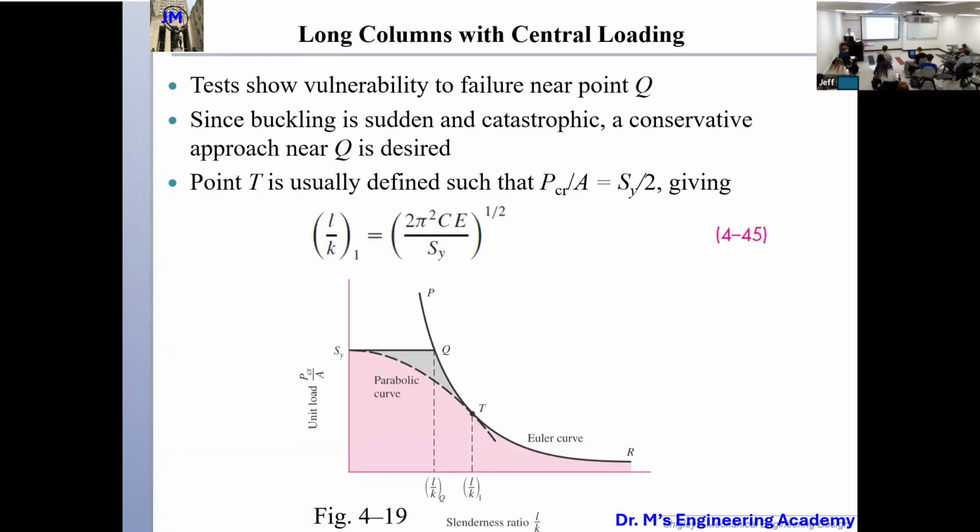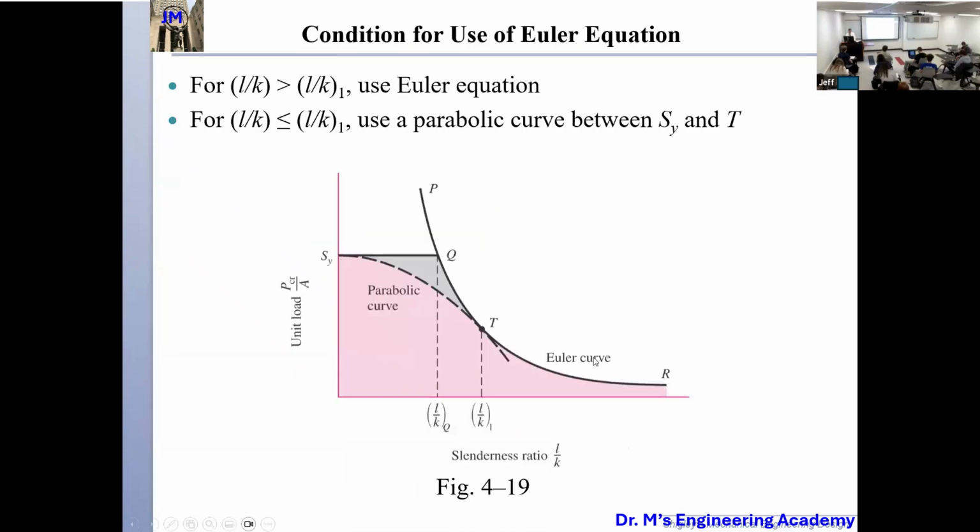And S_y is the yield stress. Yes, S_y is the yield strength of the material. That is a material parameter. Good question. S_y is the yield strength of the material. This figure shows that the maximum is S_y, because at that point the material starts yielding. Questions so far? No question? Let's move on to the next slide.